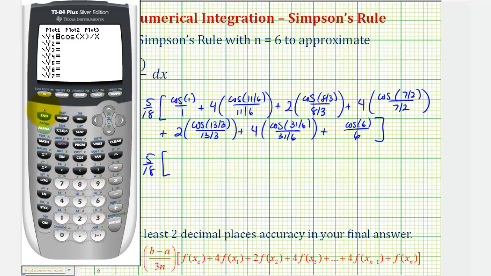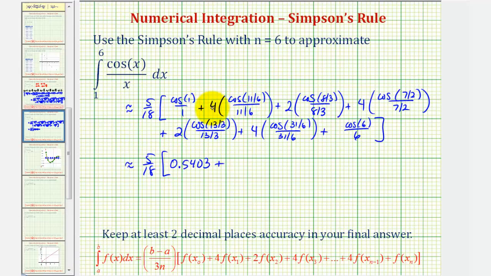Go back to the home screen, press second mode, and then for cosine 1 divided by 1, that's just going to be y sub 1 of 1. So we'll press vars right arrow, enter, enter, and then instead of f of 1, we'll enter y sub 1 of 1. So in parentheses, we enter 1, it'll give us the function value. So to 4 decimal places, this would be approximately 0.5403.